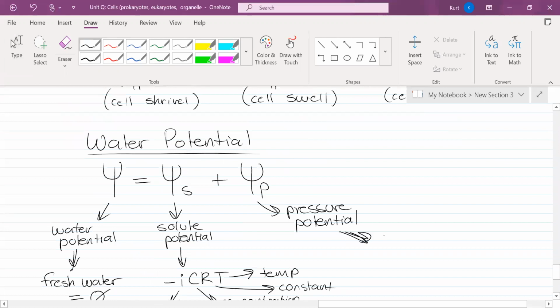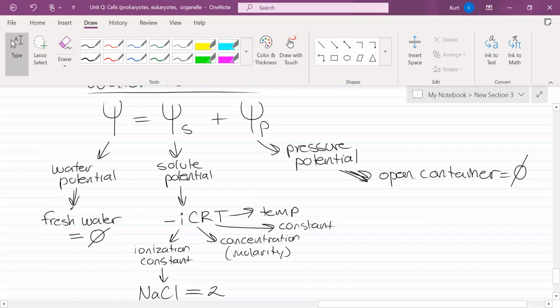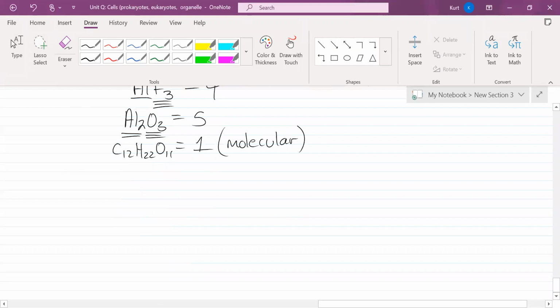One thing I do want to say with pressure potential, just a little fun fact, keep this in mind. An open container would be 0. So if they mention to you in an FRQ that you have an open container, that should be like a red alert. It's 0.